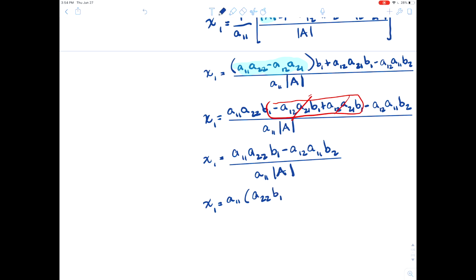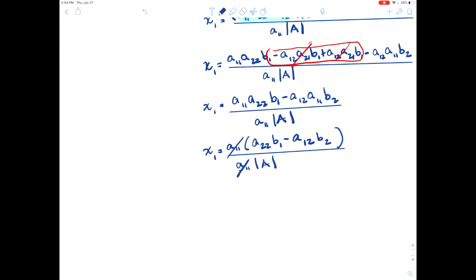If I factor out an A11 in the numerator, I will have A22 times B1 minus A12 times B2. And that's going to be over A11 times the determinant of A. And so now the A11s are going to divide out. And look what we have. We end up with x1 is equal to A22 times B1 minus A12 times B2 all over the determinant of A. Interesting.